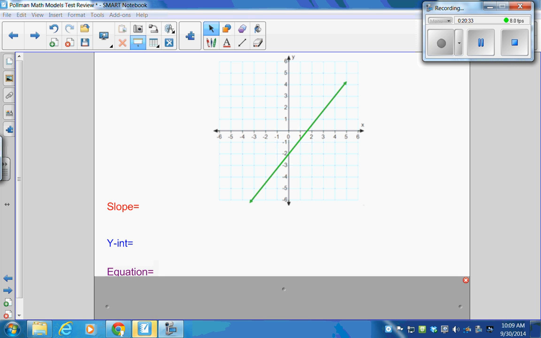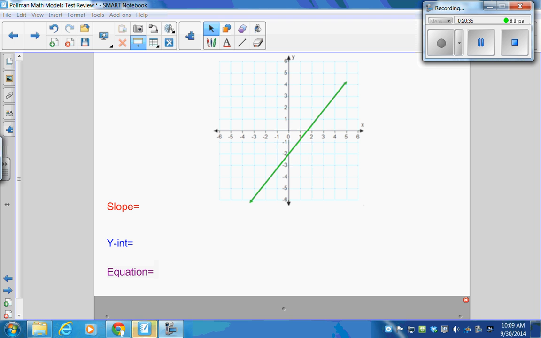Another piece of this test: you will be given a line, and you will have to find the slope, y-intercept, and equation for that line. I know this can be kind of hard to see right now, but do that now, please.